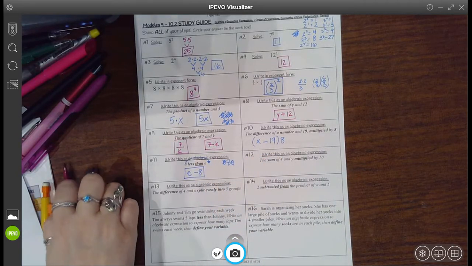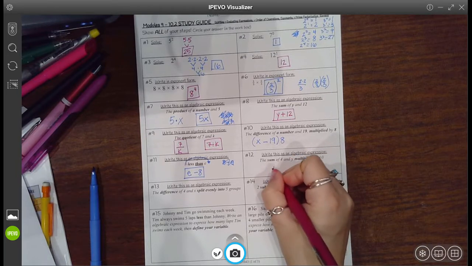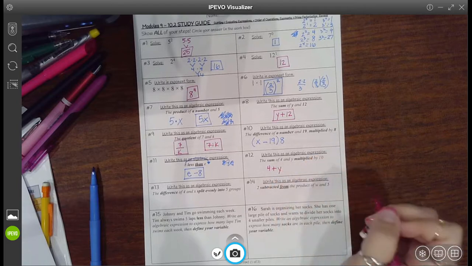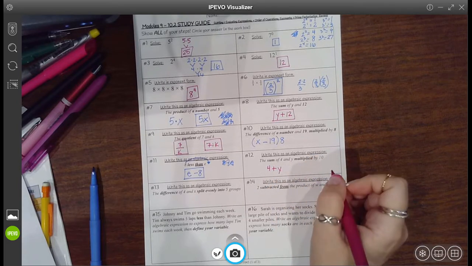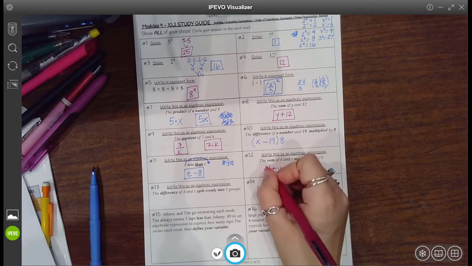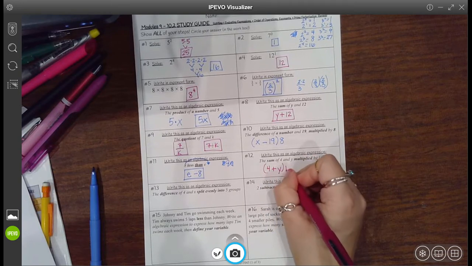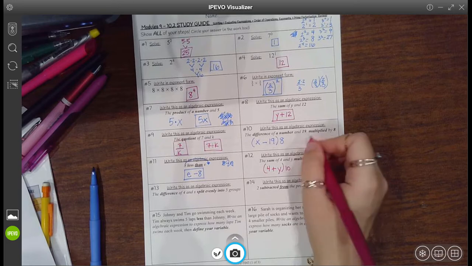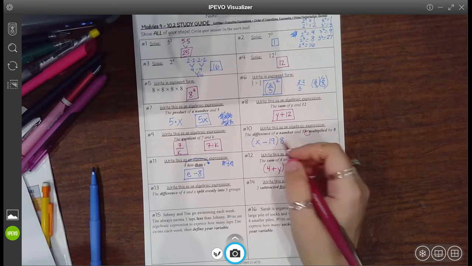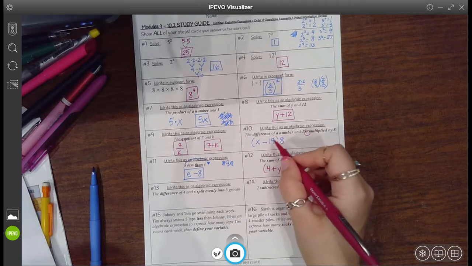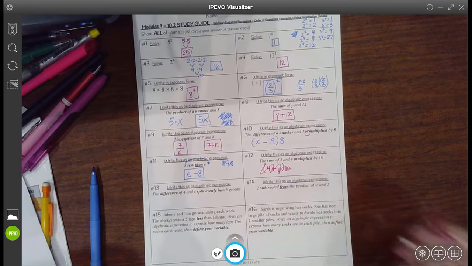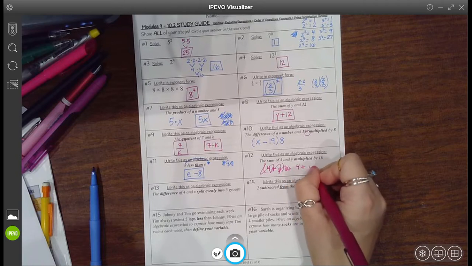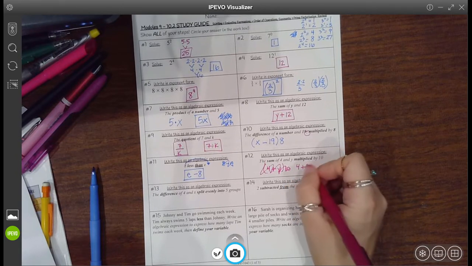The next one says the sum, so sum means plus, of 4 and y. So y goes in the back, multiplied by 10. Okay, now this is tricky. Is it this again? Or is it the y multiplied by just the 10? Well, notice here that there was a comma. So it's saying this whole thing is multiplied by 10, which is not what this is saying. This is saying the sum of 4 and y is being multiplied by 10.